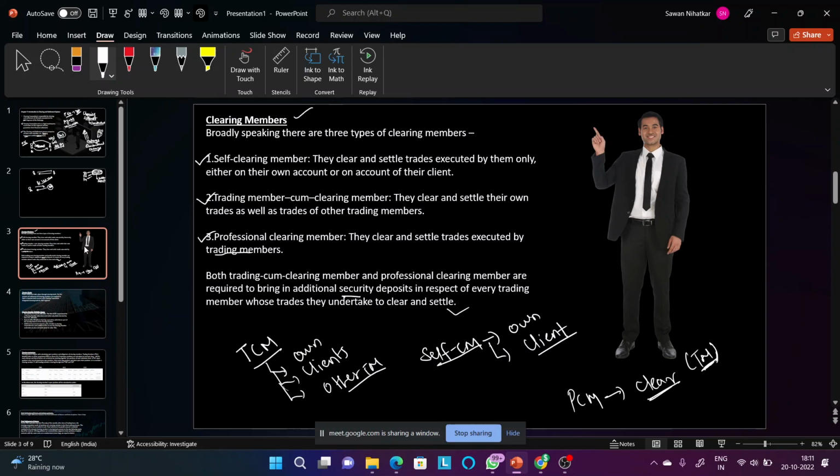ओके, तो यहाँ तक आ गया समझ में क्लियरिंग मेंबर्स का? जी, हाँ जी, आ गया.